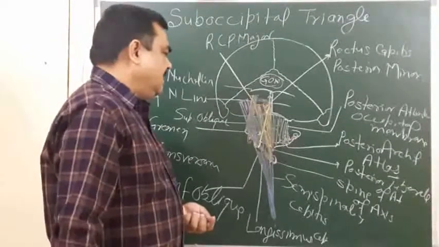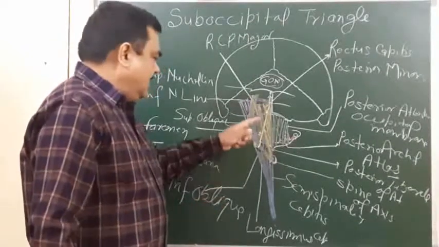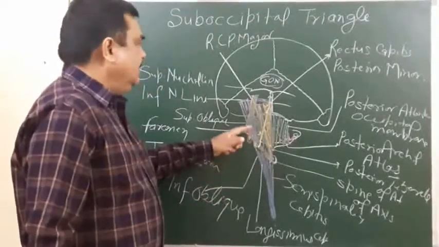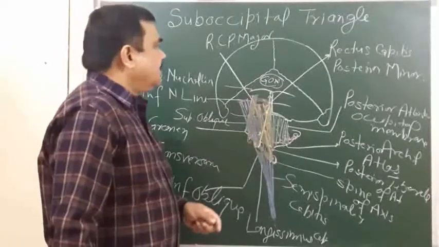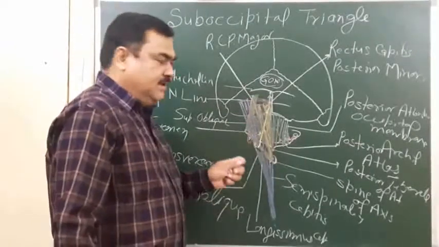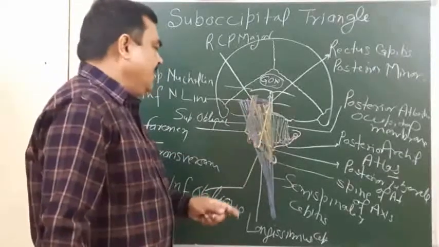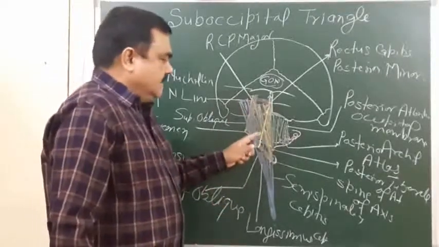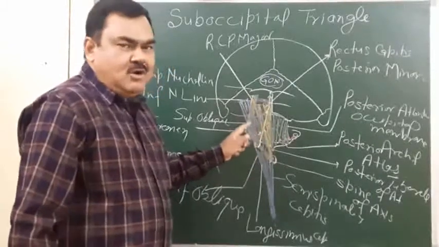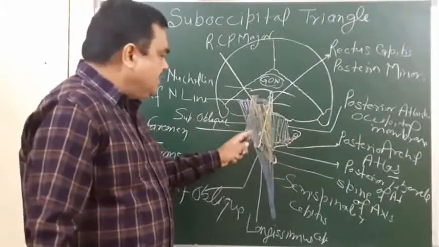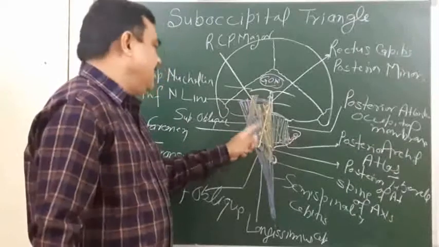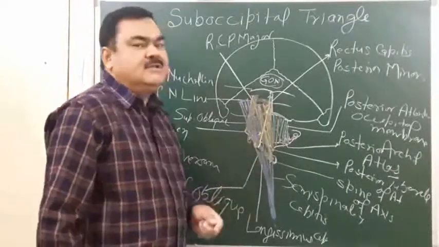So this is the structure of this suboccipital triangle: boundary, content, roof and floor. This region is critically important because in case of failure of the lumbar puncture, cistern puncture is done here. So this is important for the cistern.